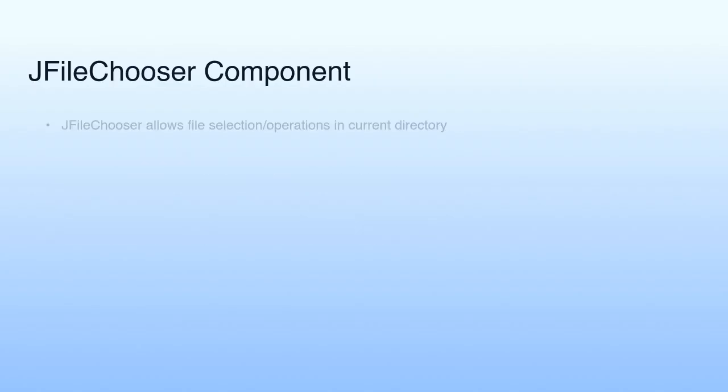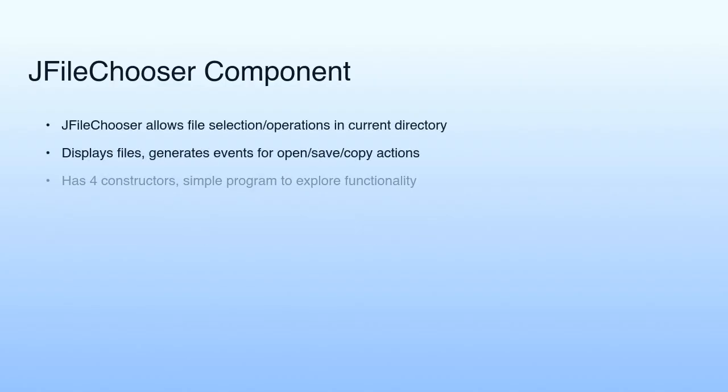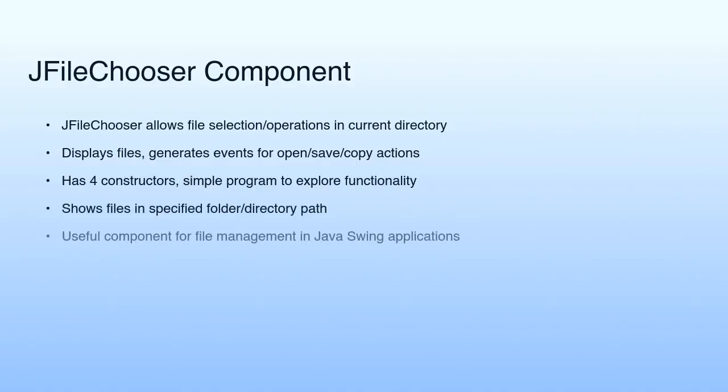The JFileChooser component facilitates file selection and operations within the current directory, displaying files and generating events for actions like open, save and copy, with its functionality explored through a basic program and file path specification.